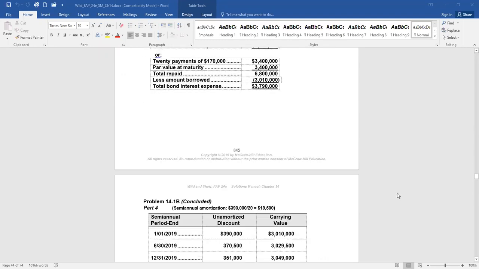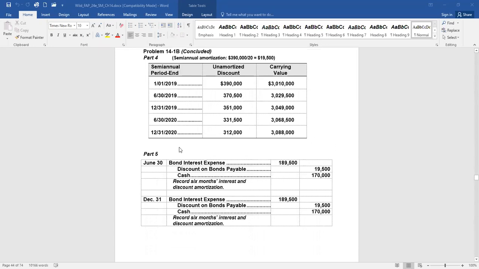So let's see the journal entry. On June 30th, bond interest expense will be debited for the total of the cash and the portion of the discount we recognize as interest. Credit the discount on bonds payable because we moved that much out of the discount on bonds payable account, and then credit cash, of course. Notice the journal entry for December 31st is the same exact thing. Still paying cash of $170,000, still moving over $19,500 of that discount on bonds payable and debit interest expense for the total.